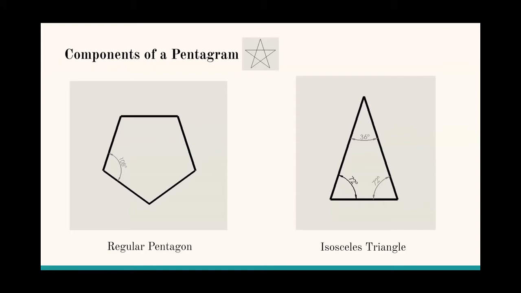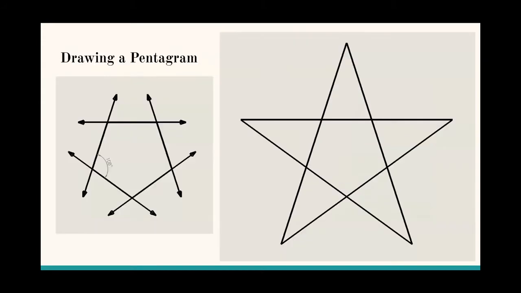So a pentagram is simply made of one regular pentagon, which, as we all know, is a five-sided regular polygon, and five isosceles triangles with angles shown in the picture. To draw a pentagram, you start with the regular pentagon and then extend all the edges out until they meet at points, and you're left with a five-pointed star.